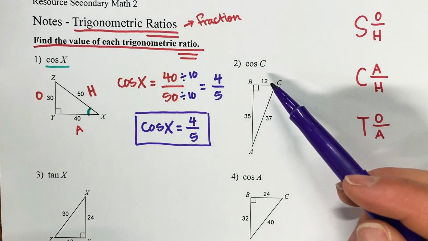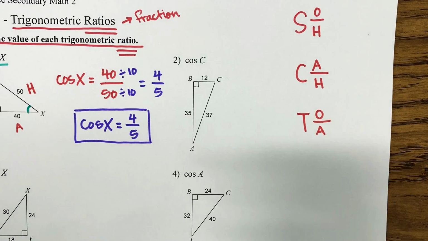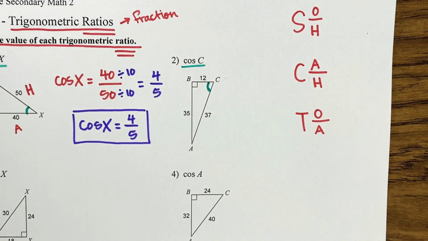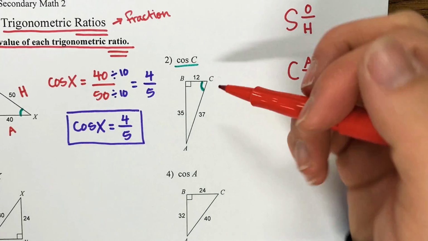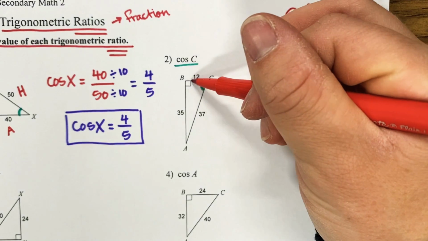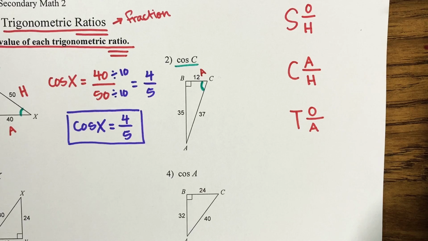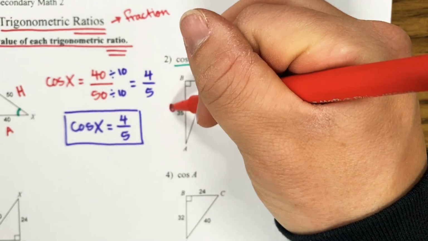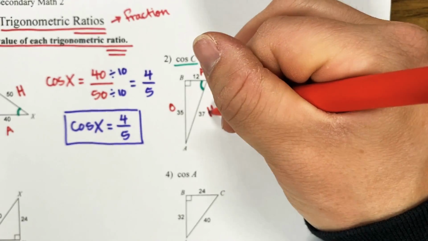Let's do the same thing for number 2. Again, we're dealing with cosine of angle C. So find the angle that it wants. Cosine of angle C. Angle C is this angle right there. Now let's use that angle to identify our opposite, our adjacent, and our hypotenuse. This side that's right next to my angle, that is going to be my adjacent. So 12 is my adjacent. On the opposite side of my angle is my opposite side. And opposite from the right angle is always the hypotenuse.